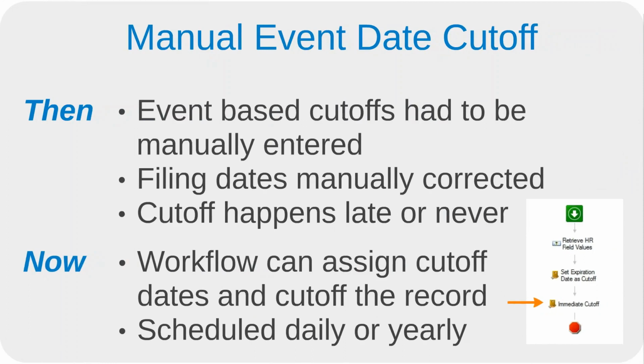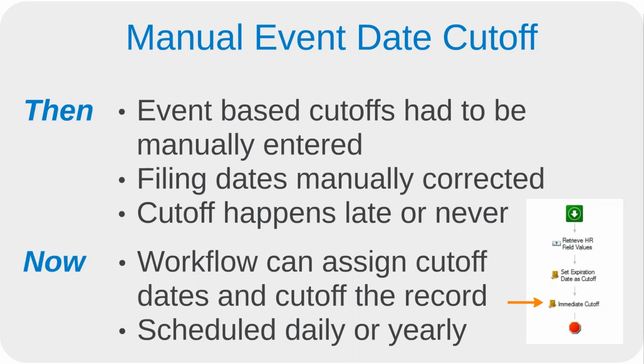Another issue that we had previously is setting the manual event date cutoff. So within Laserfiche, in order to cut off event-based documents, you would have to go in and manually enter or try to group enter the cutoff dates. And this can be quite an extensive amount of work if you have a lot of event-based cutoffs, which most of our cities do have. Filing dates had to be manually corrected, and then cutoff might happen late or never just because of the overhead of having to go in and manually set those dates for cutoff.